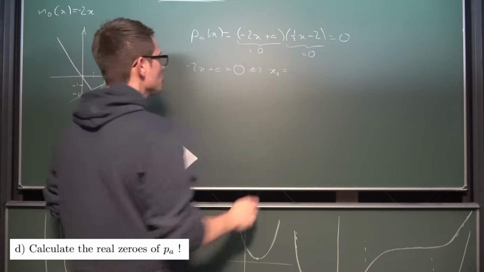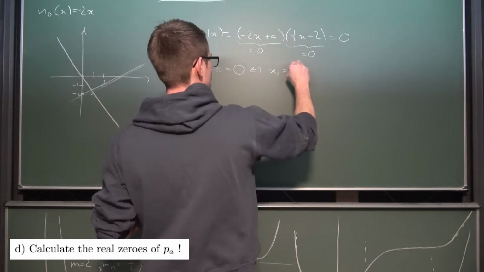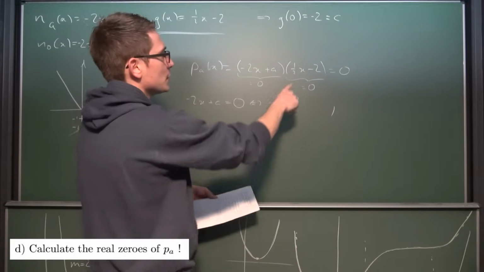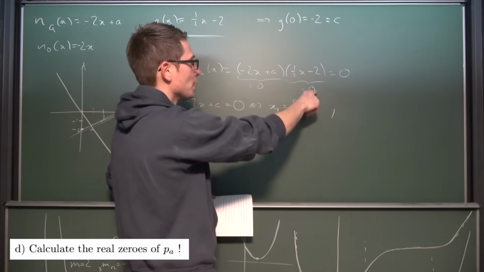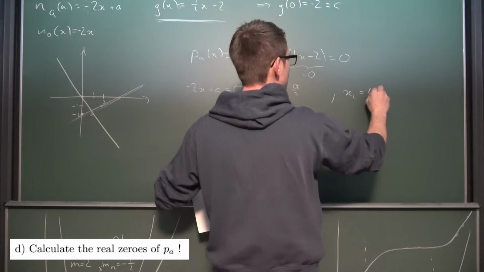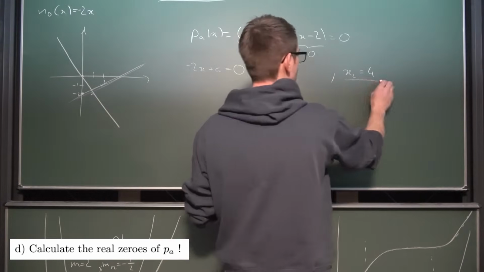In this case, you get 2 real zeros, obviously. x1 is going to be equal to a over 2. And what about x2? Now, if we were to solve this for 0, we are going to add 2 on both sides, multiply by 2, we are going to get that x2 is equal to 4. And hence we are done. Those are the real zeros of this function.